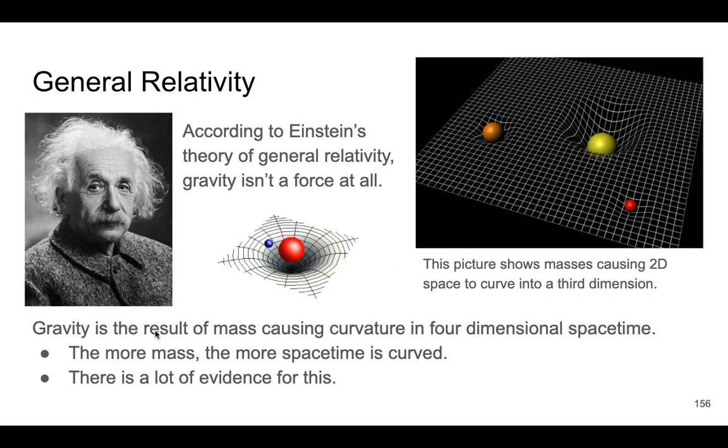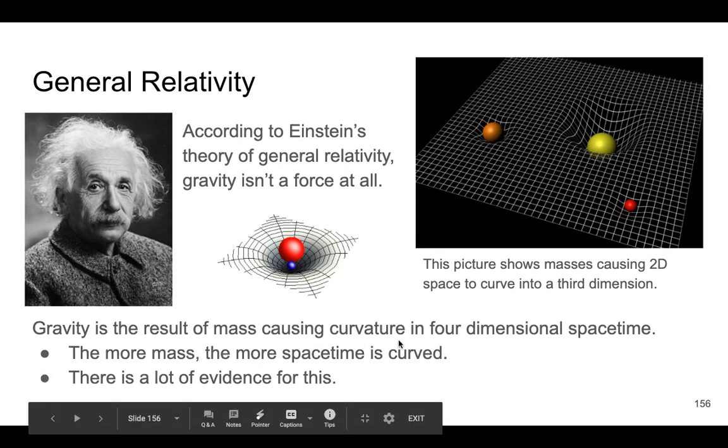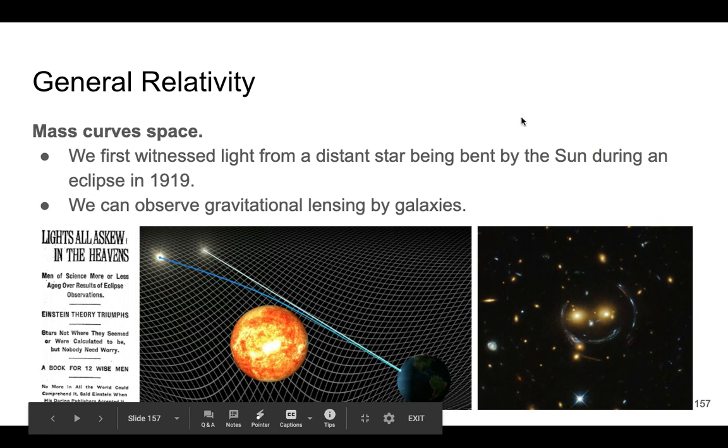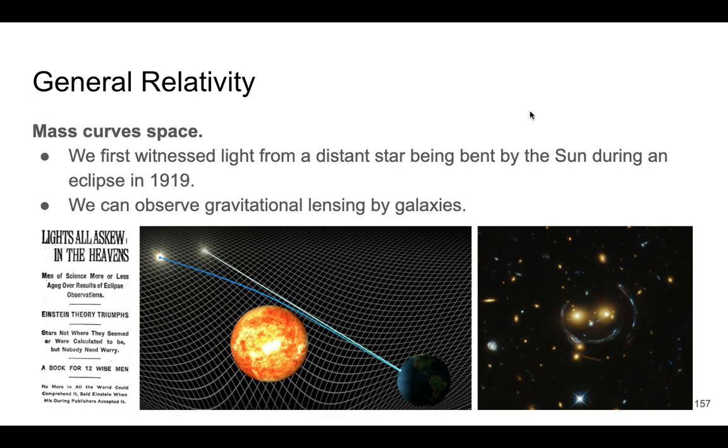So anyhow, the more mass you have, the more space-time is curved, and there is a lot of evidence of this. A lot of evidence for the fact that mass curves four-dimensional space-time. So first, the idea that mass curves space.